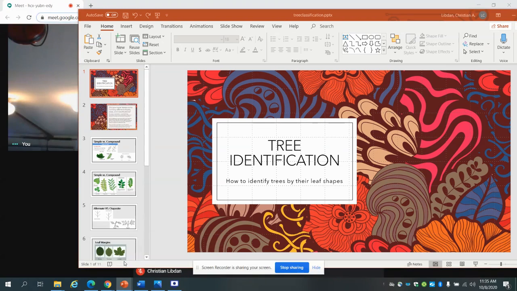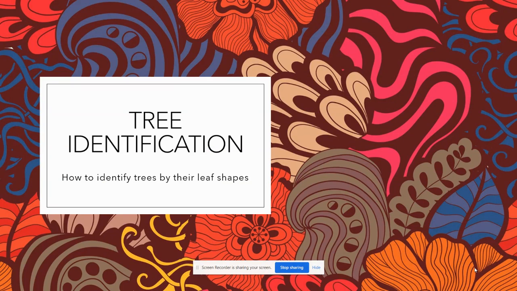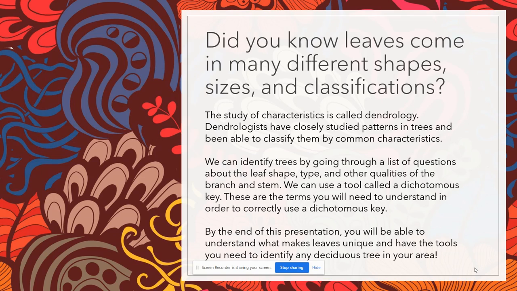Okay, today we're going to be talking about tree identification. What we'll be doing is identifying trees by their leaf shape. Did you know that leaves come in many different shapes, sizes, and classifications? The study of characteristics is called dendrology. Dendrologists have closely studied patterns in trees and been able to classify them by their common characteristics.